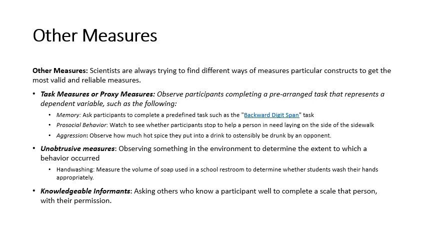And then finally, knowledgeable informants. We could ask others who know a participant well, like a family member or a very dear friend, to complete a scale on that person with their permission. So we would invite someone to participate in a study, and we'd say, at the end, we'll ask you to complete this self-report scale, and we'd also like you to give us the names of 2 people who are very close to you, who could also complete the scale. That's the way that would work.